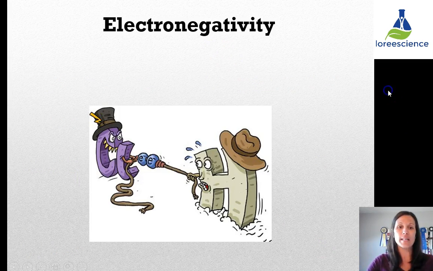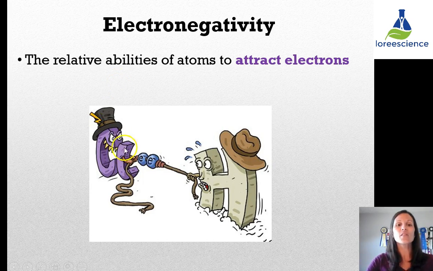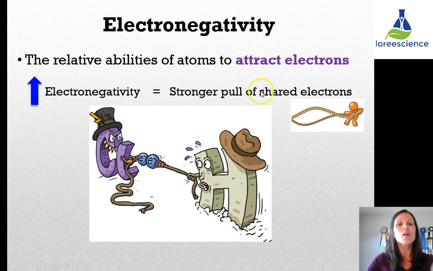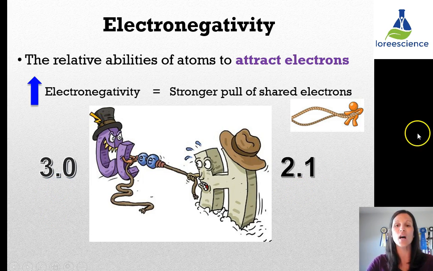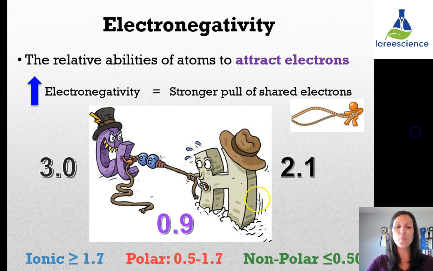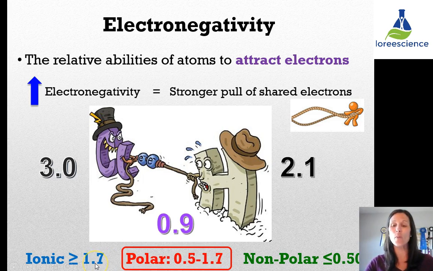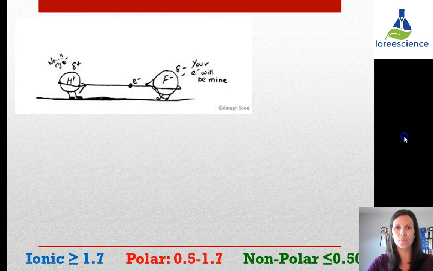So let's take a look at electronegativity. If we have 2 atoms here, we want to know which one has the ability to attract electrons more than the other. The more electronegativity they have, the larger their value, the stronger the pull they have. Chlorine has a value of 3, hydrogen of 2.1. So the difference is 0.9. So we refer back and we say, if it is between 0.5 and 1.7, it's a polar bond. Anything greater than 1.7, that pull would actually rip the electrons away from the other atom, making it ionic.